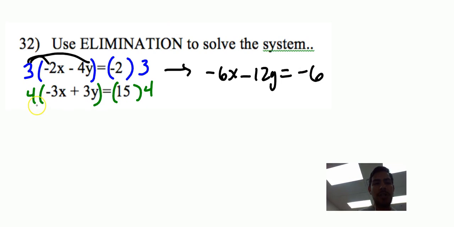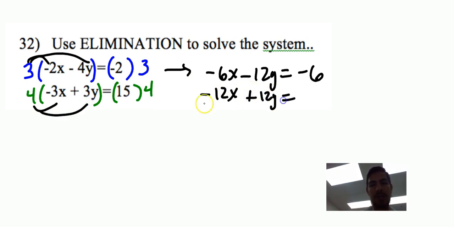equals negative 2 times 3 is negative 6. For the bottom equation, I get a negative 12x. 4 times a positive 3y is a positive 12y. And it's going to equal 15 times 4, and that's 60. Please make sure that you are multiplying that last part also if you're changing either of the equations. Because some students I'm seeing are putting 15 and negative 2. They forget to multiply the other side of the equation by whatever number they're multiplying.